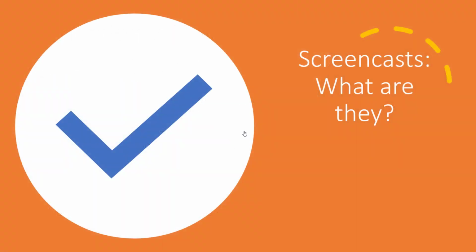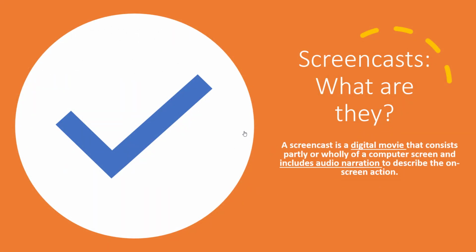Okay, so flipping back over here, let's talk for a second about what screencasts are. This is the technical definition. A screencast is a digital movie that consists partly or wholly of a computer screen and includes audio narration to describe the on-screen action. So simply put, you're making a YouTube video.